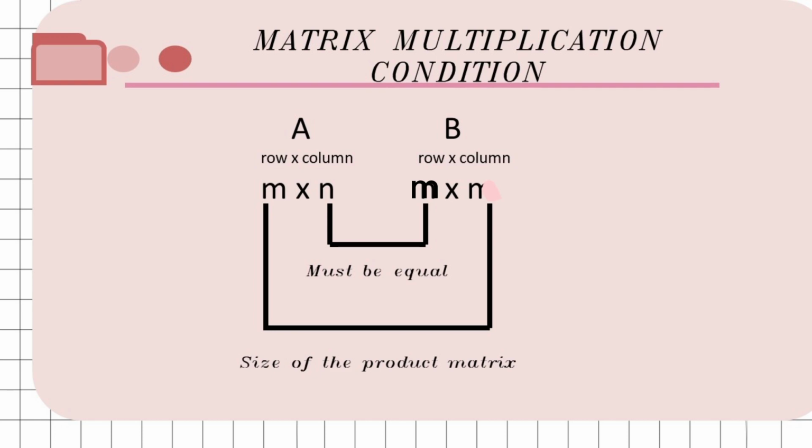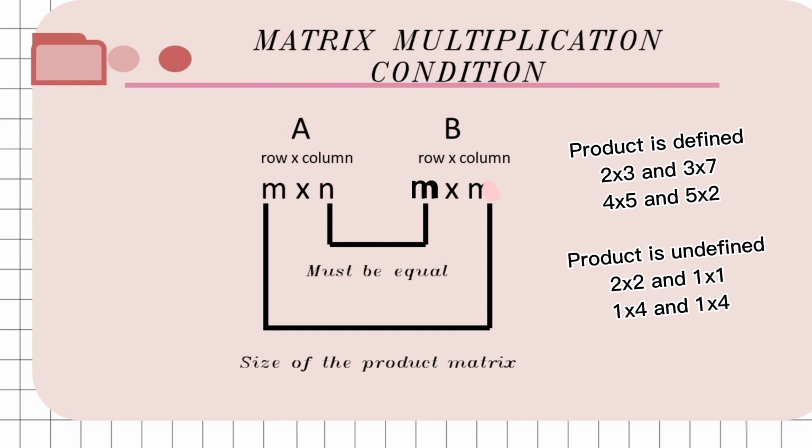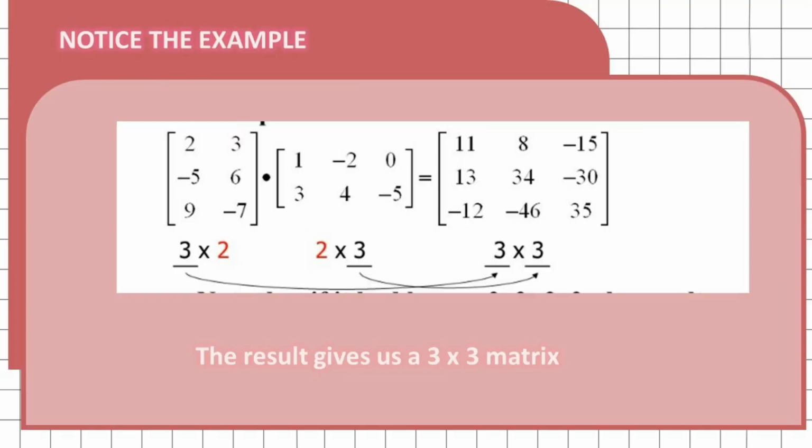So the condition is, before multiplying two matrices, we have to check that the inner dimensions must be equal so that the product will be defined. But if not, then the product is undefined. So let's have another example. If you have noticed our example, we have the inner of 2 and 2. So our inner are equal, so we can proceed to multiplication and our product is defined.